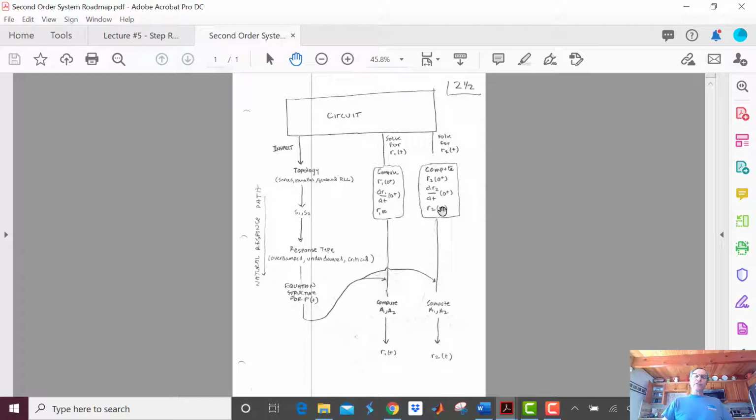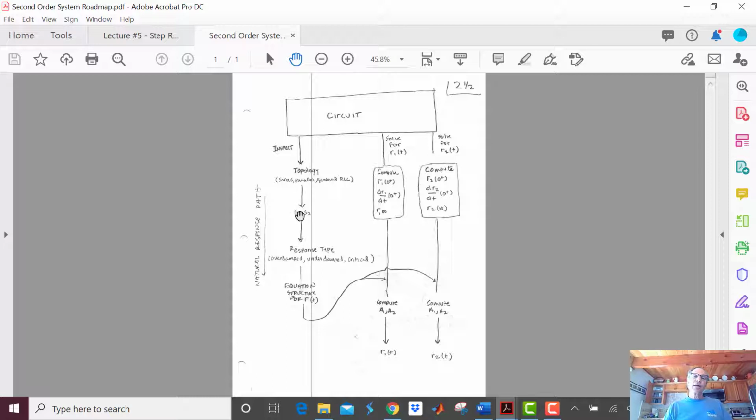And I know I need to get R2. So that means I need R2 of 0 plus, I need dR2/dt of 0 plus, and I'm going to need R2 of infinity. So I'm going to need these. I'm also going to need to deal with my topology to figure out which one it is, because in order to get S1 and S2, I need to know whether it's a series or a parallel or a general. Because remember, we have different equations. Remember, alpha is different for the series and parallel RLC.